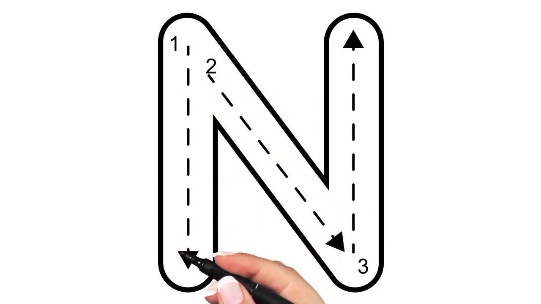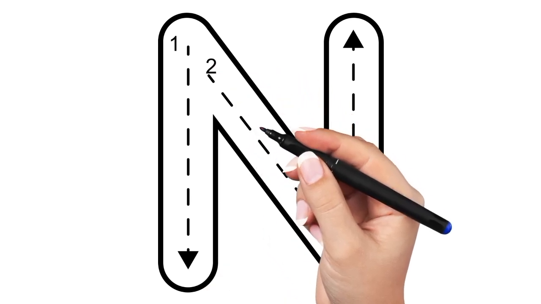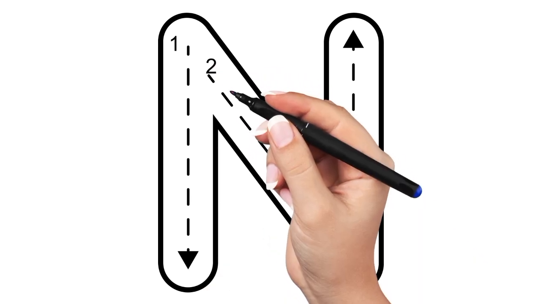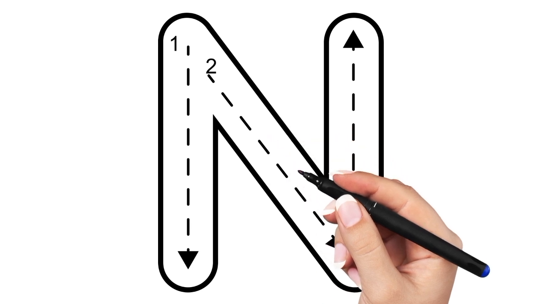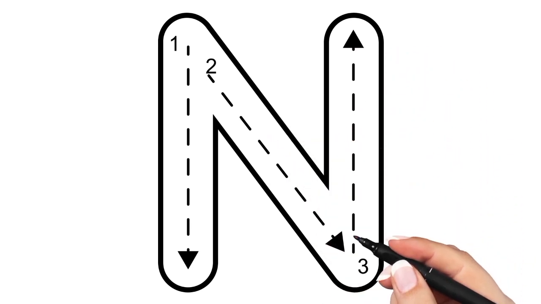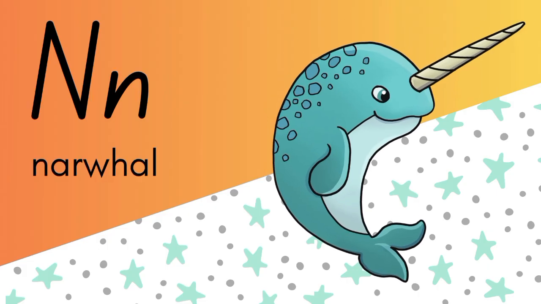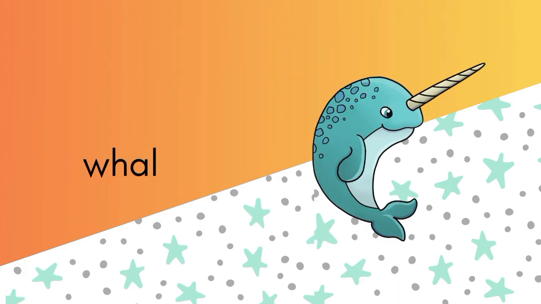1. First draw a straight line downwards. 2. Now draw a diagonal line inwards. 3. Finally draw a straight line but outwards. Yes! It's N, and N is for narwhal.